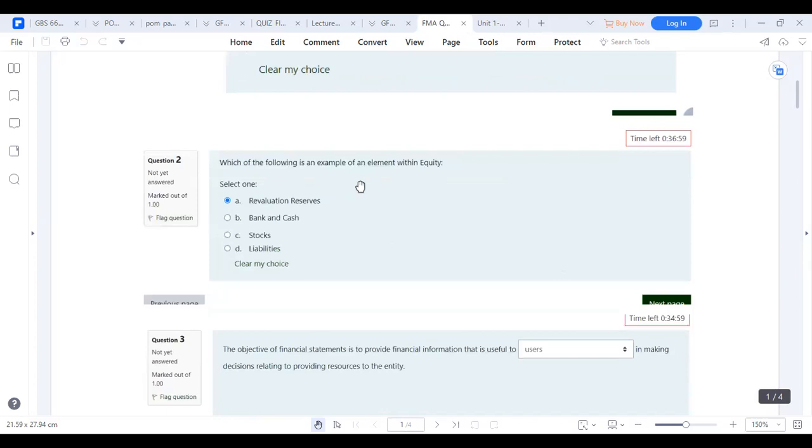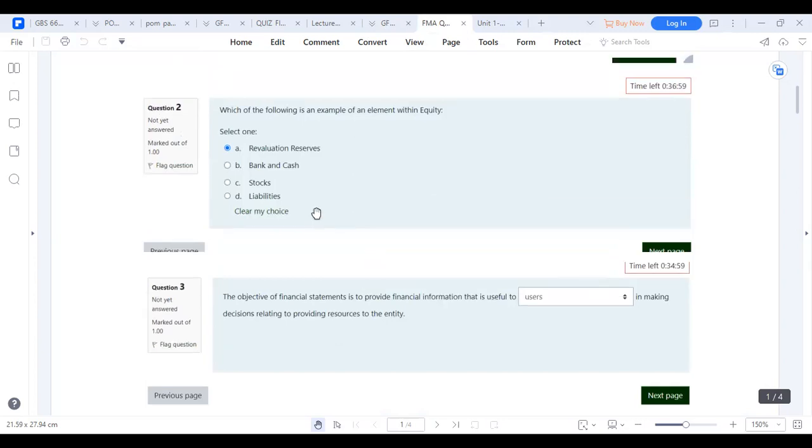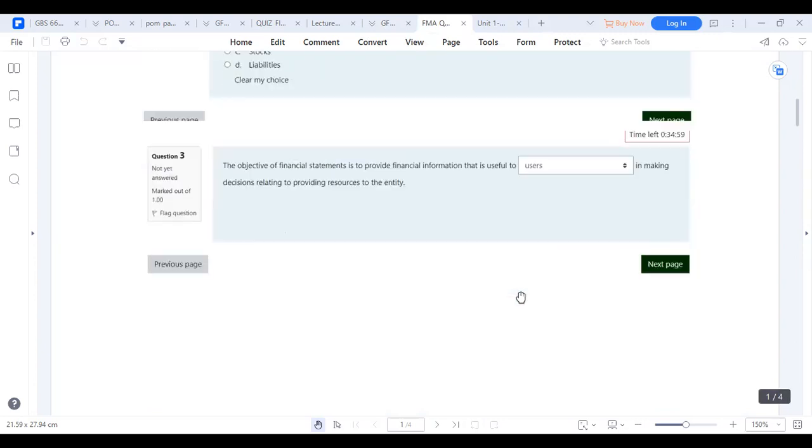Which of the following is an example of an element of equity? Some of these questions will come from Unit 2, which I'll teach later on. The objective of financial statements is to provide information useful to whom? Users in making decisions. So it is for users and not non-users.